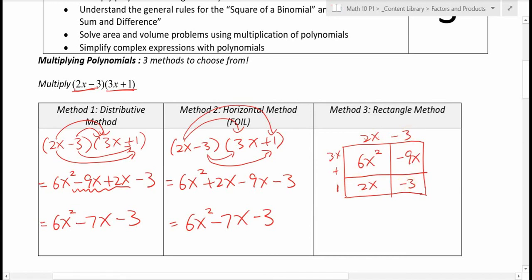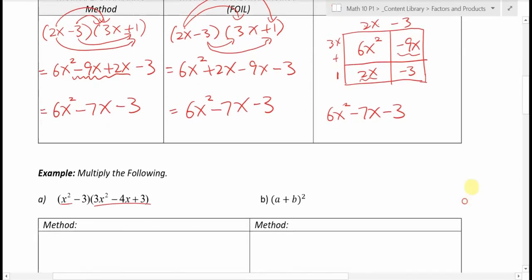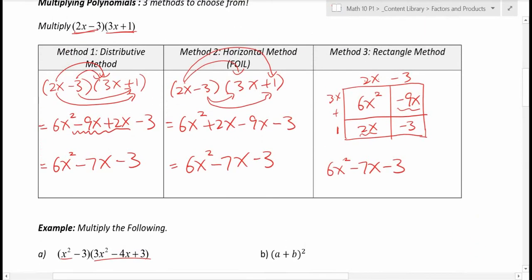So you can see this gives you the area of this rectangle. The final expression is then you just add them all together. So you have the 6x squared. And again, you have the 2x and the negative 9x. They are like terms, so you combine them together. And then you have the minus 3 at the end. So that's the rectangle method, or the area method. And regardless of which method you use, you get the same result. So any method is okay, it doesn't really matter. Personally, this is the way I learned, so I'm just used to it, but all three of these are perfectly okay.